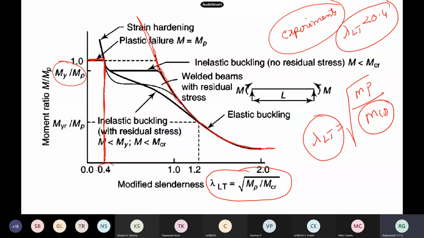But if it is more than 0.4, then you will see this type of inelastic behaviour, like a mixture of buckling, bending, all kinds of things, and at 1.2 or so, it goes something like this. So generally our IS code says, not only IS code, the Eurocode, basically it has been borrowed from there, that if lambda LT is less than 0.4, there is no need to worry about lateral torsional buckling. If it is more than 0.4, then only you have to worry about lateral torsional buckling.